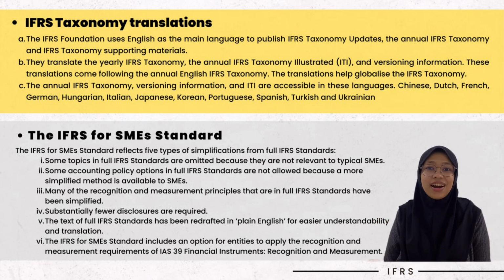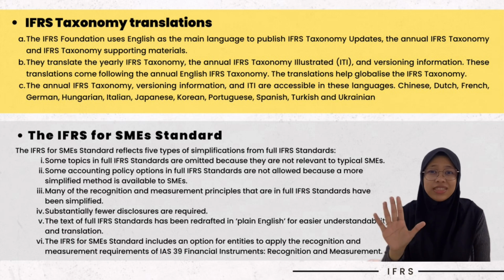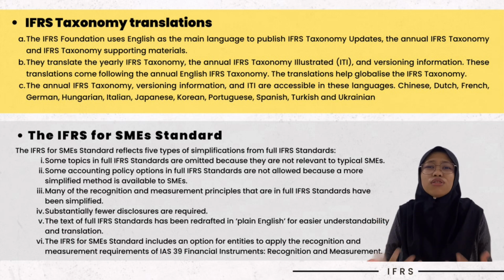The IFRS for SMEs standard reflects five types of simplification of the full IFRS standards. The first one is that some topics in the full IFRS standards are omitted because they are not relevant to typical SMEs.